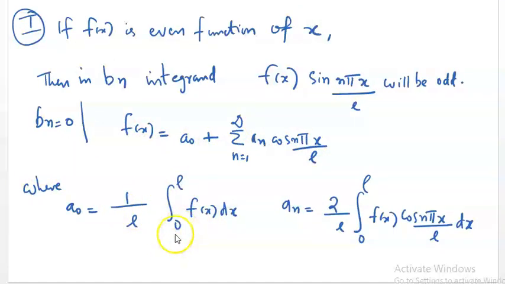From 0 to L instead of minus L to plus L, we have 0 to L times 2; the 2 will get cancelled, and for an we have 2 by L times this. For bn, that is 0.